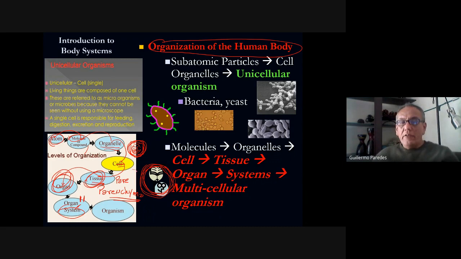So it's very simple, right? So molecules, organelles, bigger than that, cells, bigger than that, tissues are going to form organs, organs are going to form systems, and the 11 systems together are going to form your body, your organism. Is that okay? You okay with that?